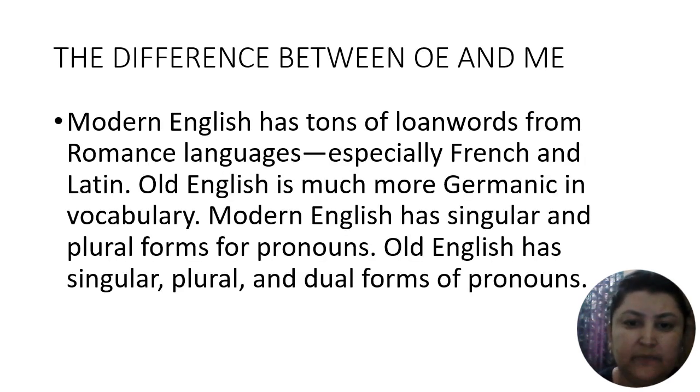The difference between Old English and Modern English. Modern English has tons of long words from Romance languages, especially French and Latin. Old English is much more Germanic in vocabulary. Modern English has singular and plural forms for pronouns. Old English has singular, plural, and dual forms of pronouns.